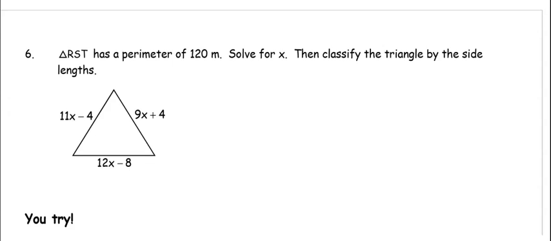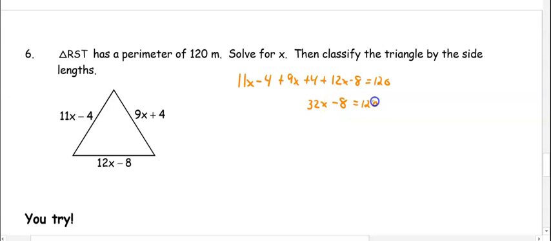Our triangle ST has a perimeter of 120. Solve for x, then classify the triangle by its side. So we don't have any markings to know if it's isosceles or equilateral, but we have all three sides and the perimeter. So we can add them all together. 11x minus 4 plus 9x plus 4 plus 12x minus 8 is equal to 120. When we combine like terms, we get 32x minus 8 equals 120.